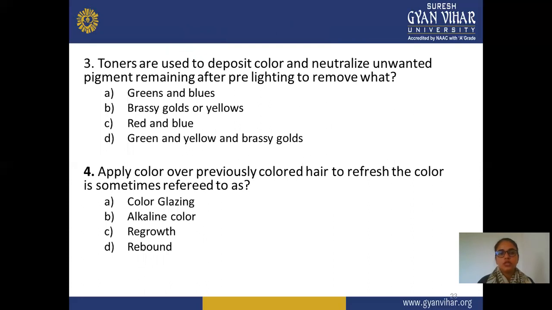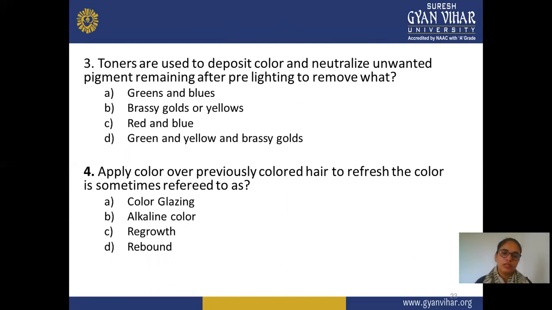In the third question, toners are used to deposit color and neutralize unwanted pigment remaining after lightening to remove that. A is green and blue. B is brassy gold and yellow. C is red and blue, and D is green and yellow, brassy gold. So these are the four colors according to this deposit and toners. You can easily select any one correct option out of this ABCD.